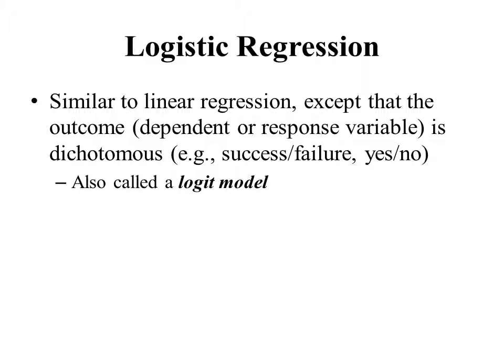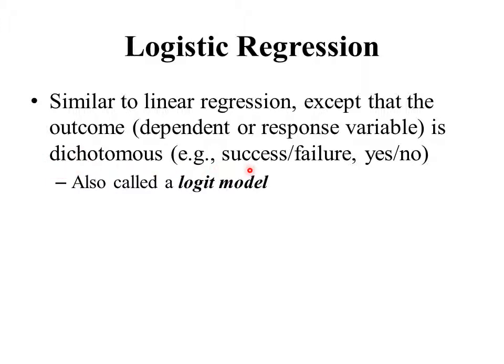Now, logistic regression is similar to linear regression that we've been talking about in the past couple of sections, except that the outcome in logistic regression, which we also call the dependent or the response variable, is dichotomous. Dichotomous variables are something that we talked about back in chapters 2 and 3. Dichotomous means that we have one of two values. That's what the di means.